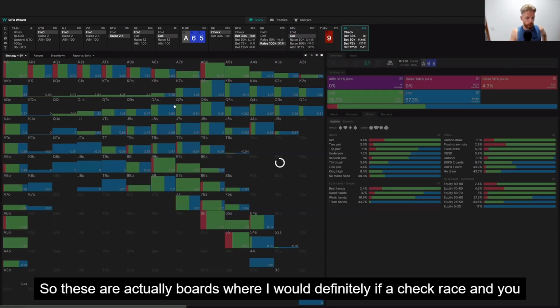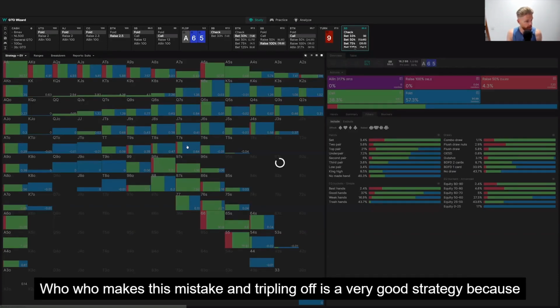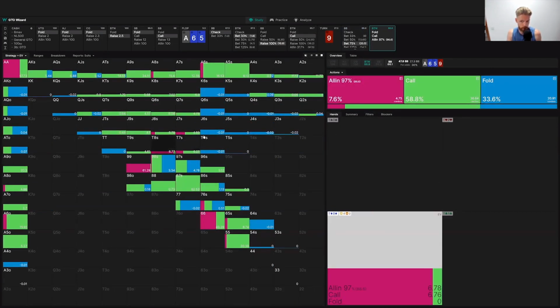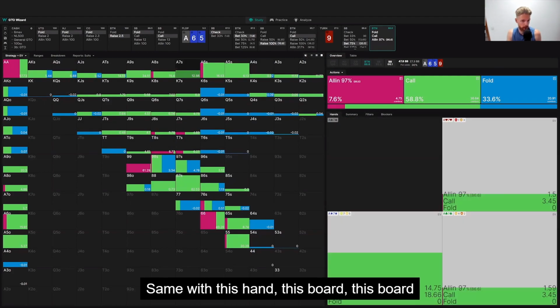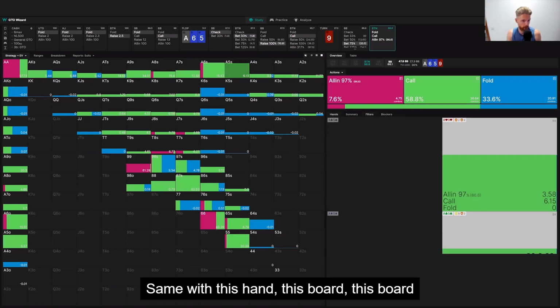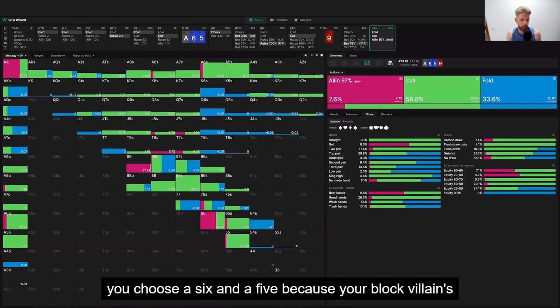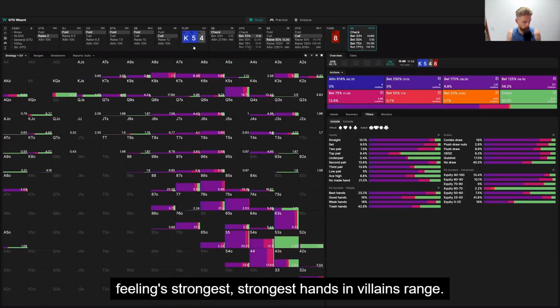So these are actually boards where I would definitely, if I check raise and you play versus someone who, how do I say that, who makes this mistake, then tripling off is a very good strategy because they're left with too many weak hands in their range. So in general, I would say these type of boards are very good to triple off. Same with this hand, this board. And like I said, you choose a 6 and a 5 because you block villain's strongest hands in villain's range.